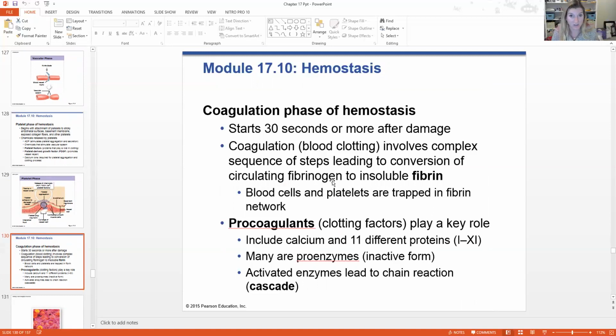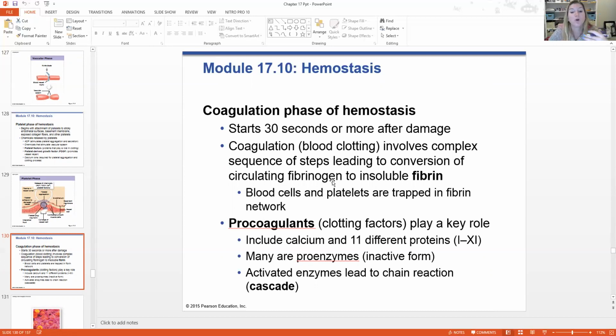Fibrin is insoluble. Fibrinogen is soluble. It's floating in your blood. The end phase of coagulation, the last step, is converting fibrinogen to fibrin. So all of the steps leading up to that is just this chain reaction that ends with fibrin. So all of these blood cells are going to be trapped in a fibrin network.